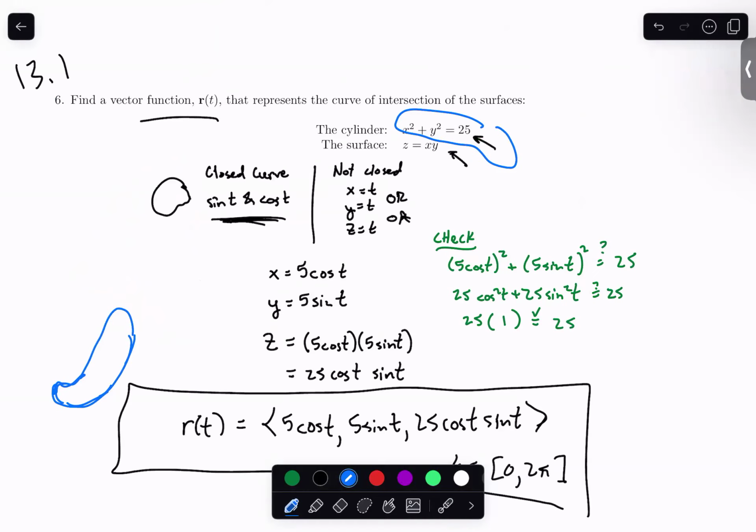And then the second equation says you need to take the x coordinate, whatever that is, in this case, 5 cosine t. You need to take the y coordinate, whatever that is. You need to multiply those together, and those have to equal your z coordinate. If they don't, then you're not on this second surface. So because this curve equation satisfies both the cylinder and the surface equations, it has to be on both, right? The curve of intersection is just literally the thing that's on both surfaces.